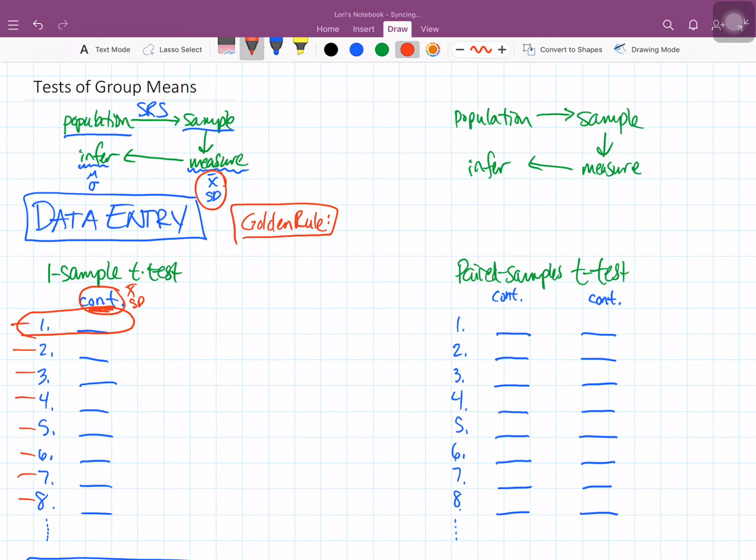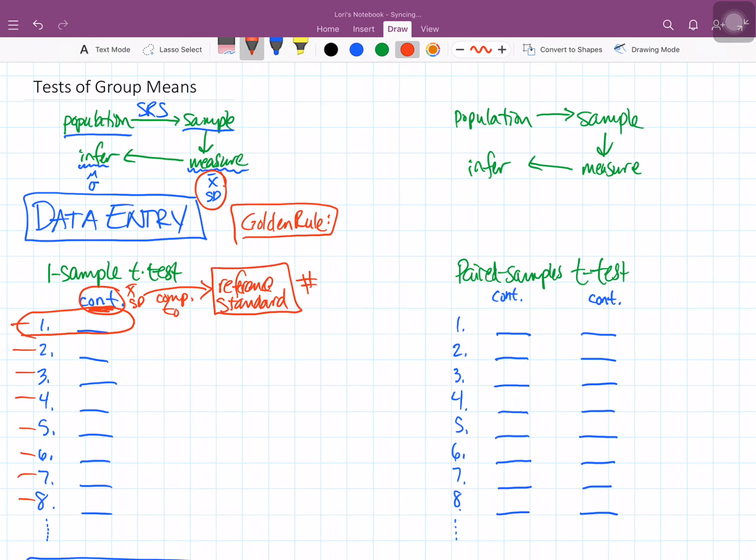That continuous variable in a one sample t-test is compared to some kind of reference value. I'll put reference, if I could spell, or some standard. Maybe it's a reference to a previous time period, or it's a standard that you want to achieve. So it's compared to that particular thing, and this reference or standard is literally just a number.